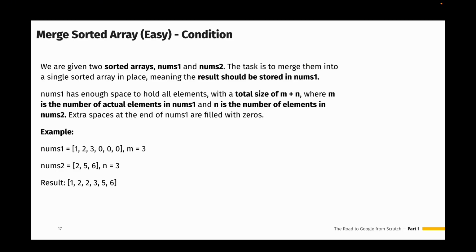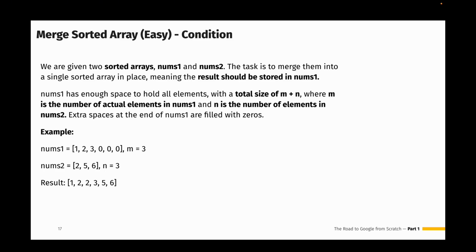So now let's check the last task for today and what we are given. We are given two sorted arrays, nums1 and nums2. The task is to merge them into a single sorted array in place, meaning the result should be stored in nums1. Nums1 has enough space to hold all elements with a total size of m plus n, where m is the number of actual elements in nums1 and n is the number of elements in nums2. Extra space at the end of nums1 is filled with zeros.